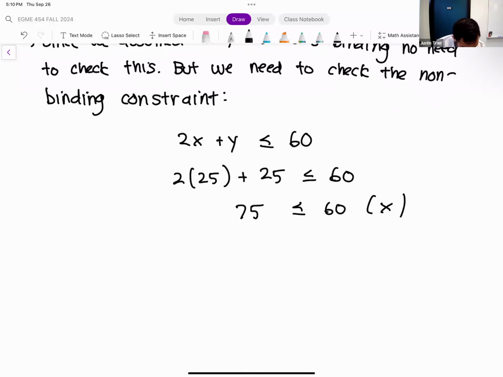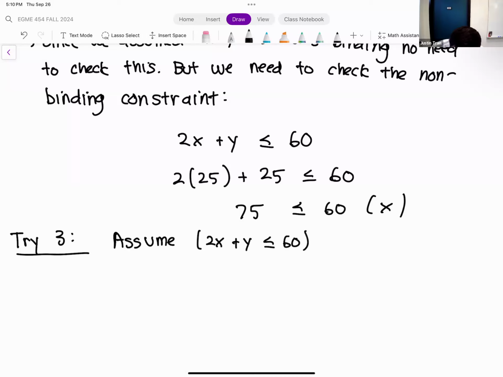All right, so let's try. We'll do try number 3. In try 3, we're going to assume that the other constraint is binding: 2x plus y less than or equal to 60 is binding. So let's put this in standard form.